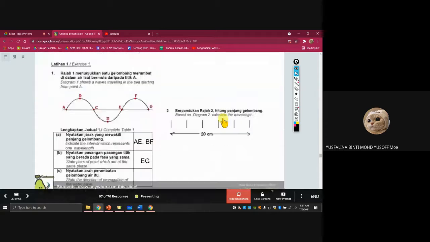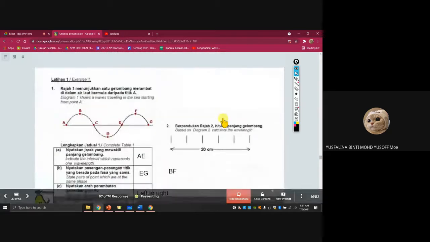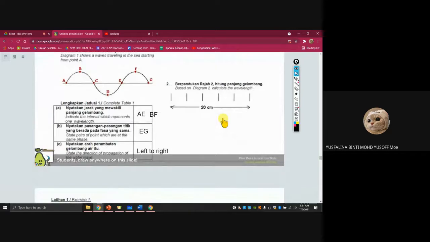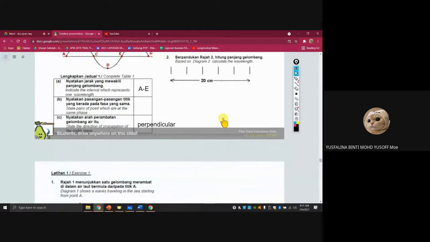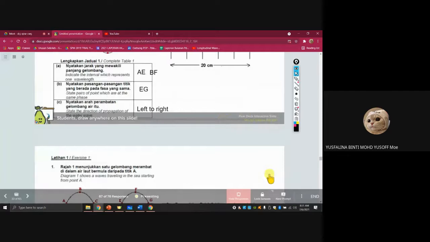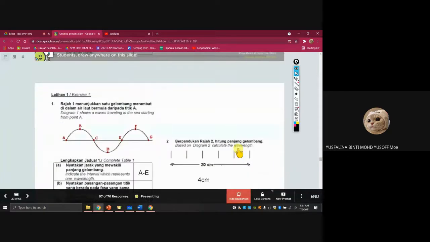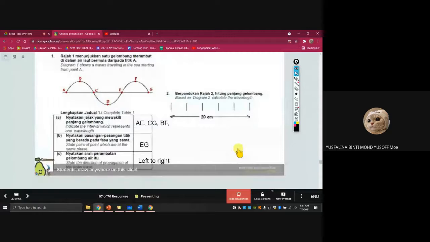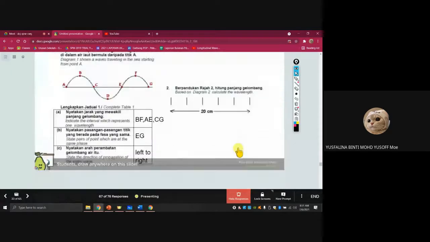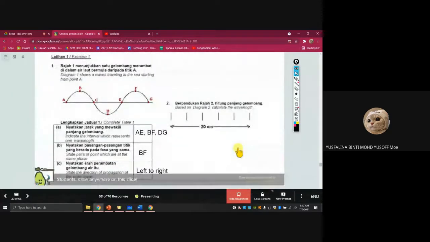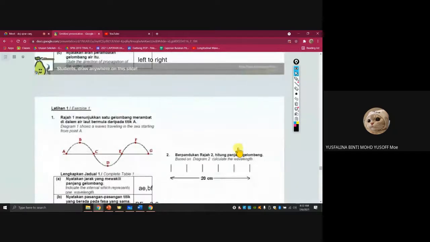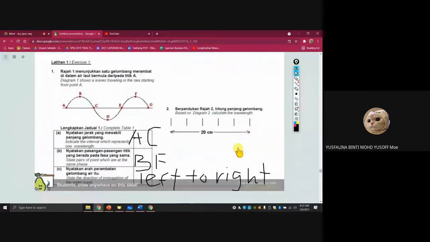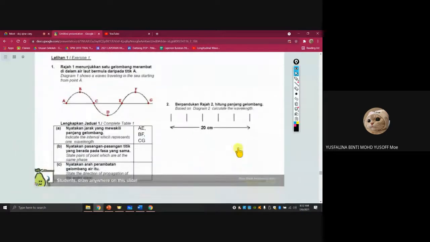Okay, very good. Some of you already got the answer. Okay, I give you like 30 seconds to answer. For question number 2 also you need to answer. It says here, based on diagram 2 you have to calculate the wavelength. So what is the wavelength here?